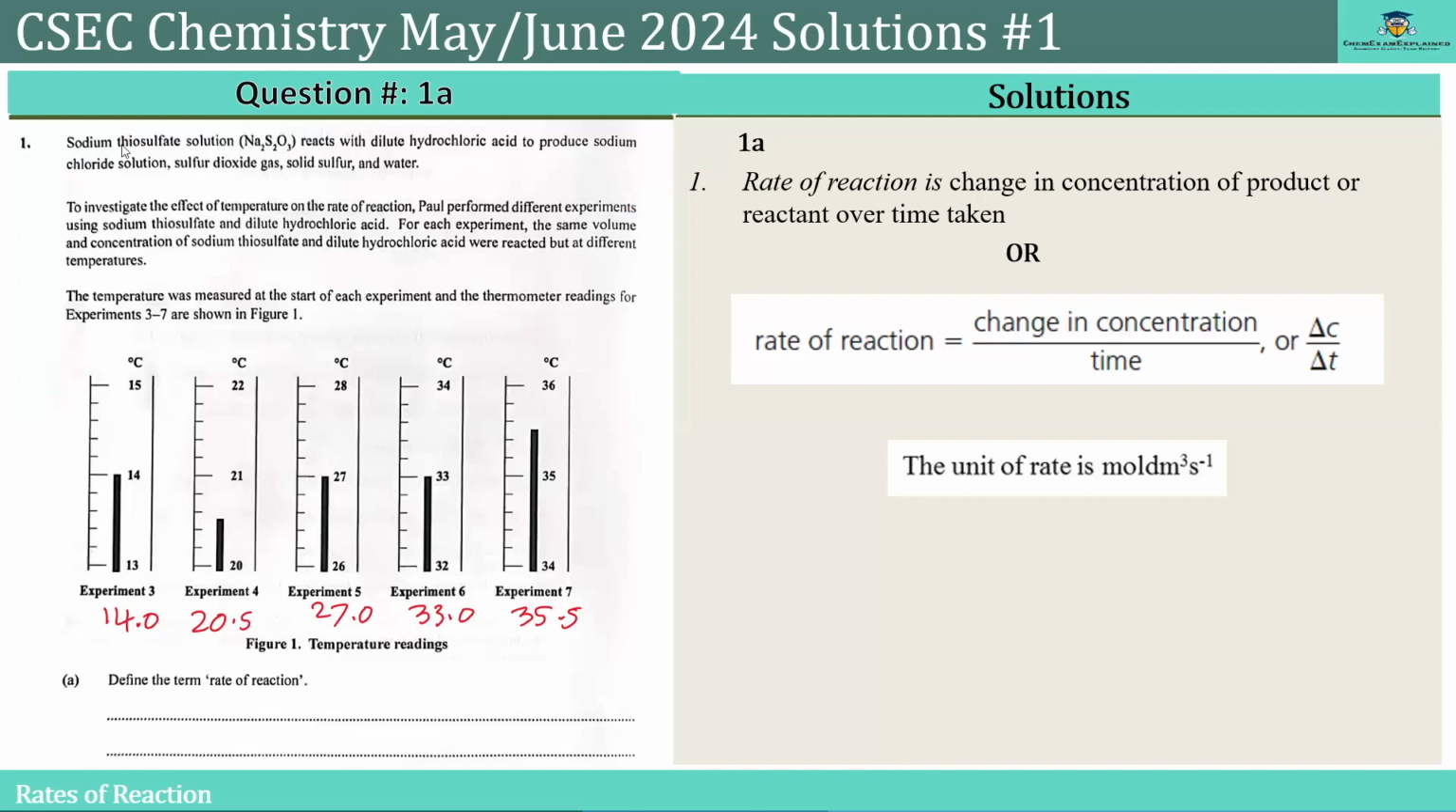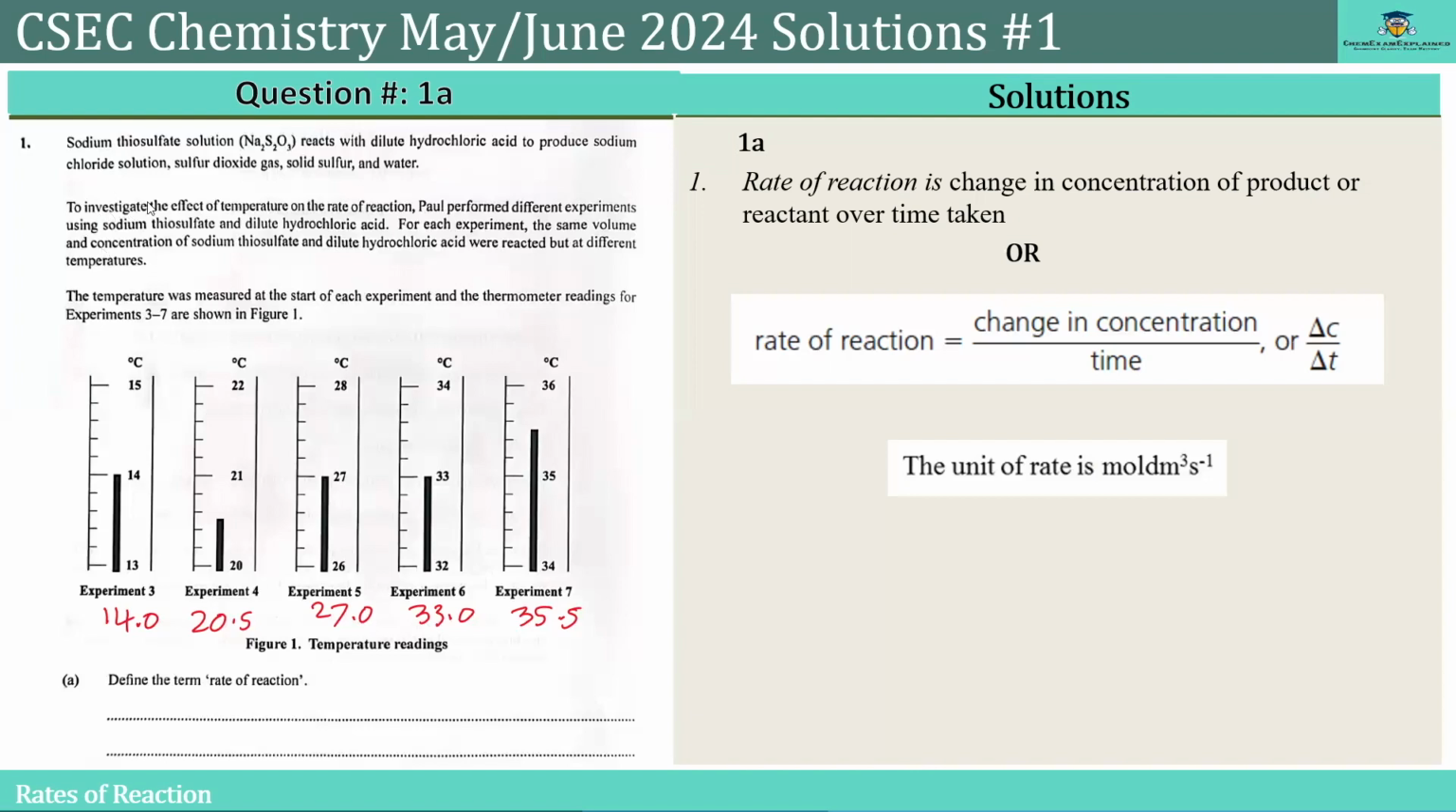It says that sodium thiosulfate solution, which is Na2S2O3, reacts with dilute hydrochloric acid to produce sodium chloride solution, sulfur dioxide gas, solid sulfur, and water. So pay attention to this section here. Now to look at the experiment.